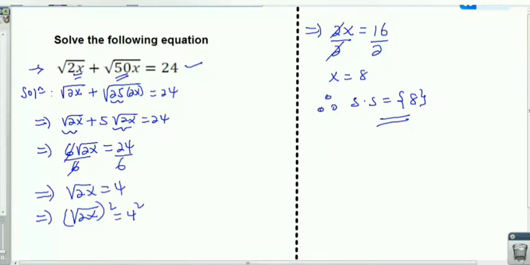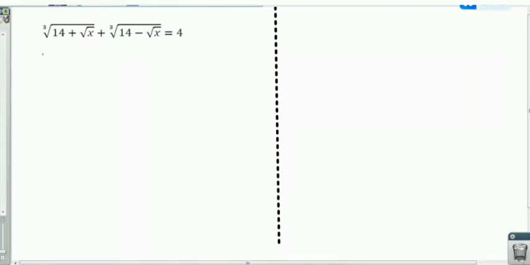The second problem is this one. This is a relatively challenging problem, so I will show you how we can find the solution for this. Let us assume the first expression as a. Consider it as a: cube root of 14 plus root x is a, and assume the second expression is b. b is cube root of 14 minus root x.